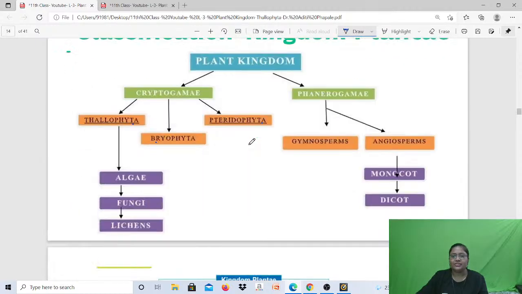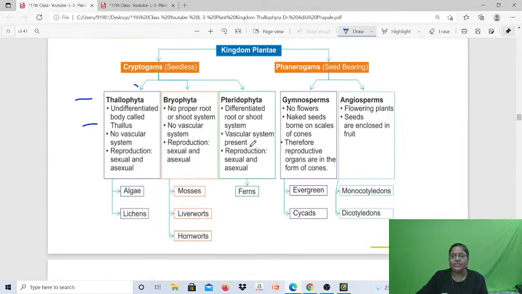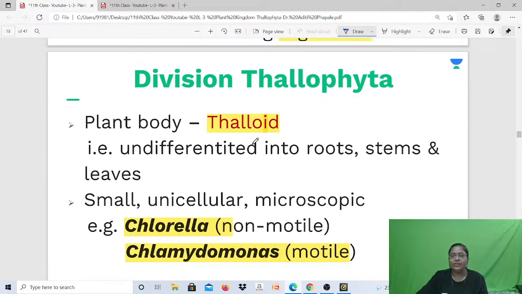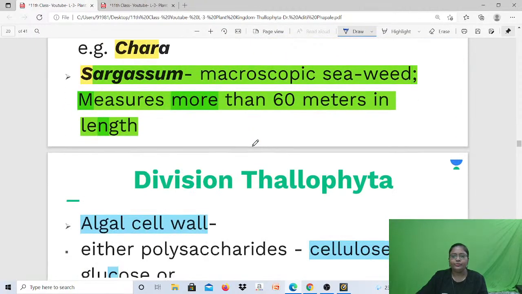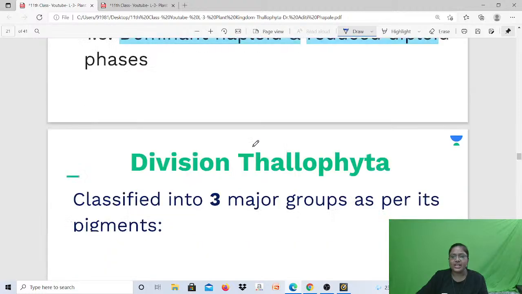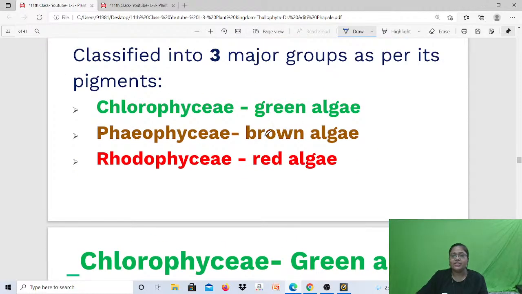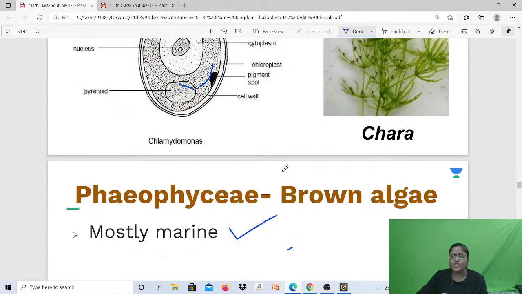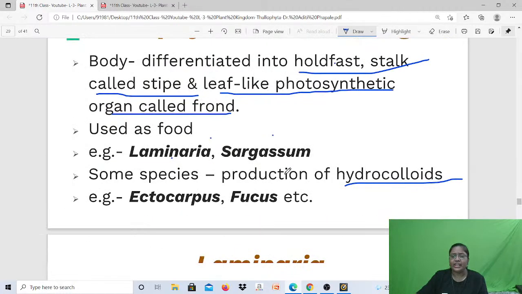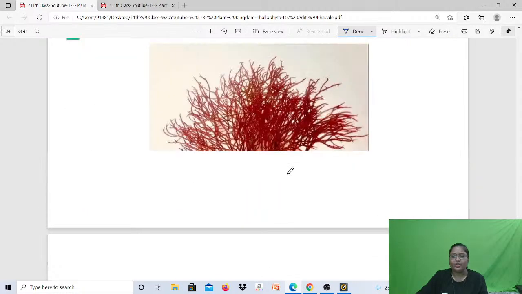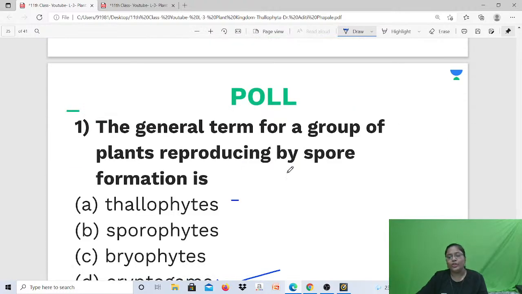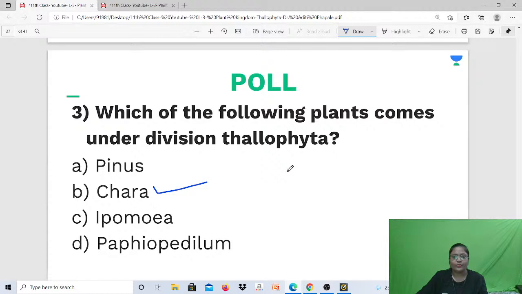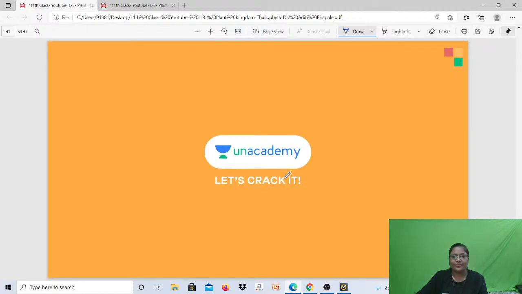Characteristics. This chart is important. Even this chart is important. Thallophyta. We did the characters with examples. Three classes: green algae, brown algae, red algae. Again, their characters, functions, structure, diagrams. All the three. And then we also conducted a poll for this.